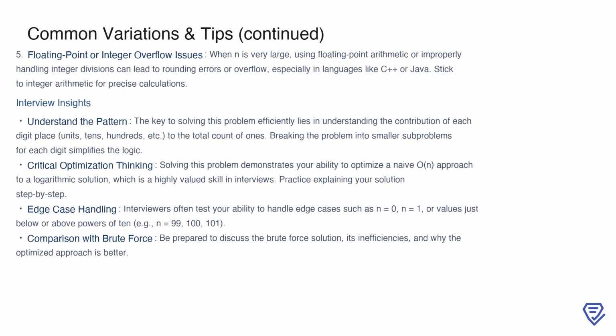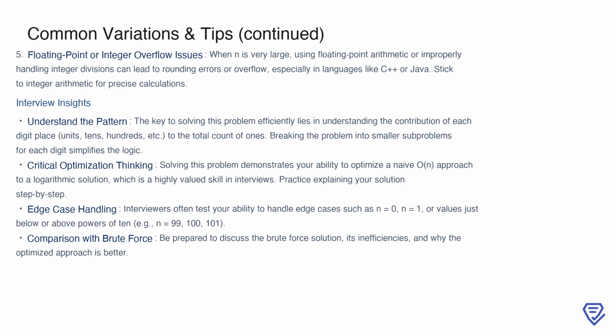Now, from an interview perspective, solving this problem efficiently hinges on recognizing the contribution of each digit place, units, tens, hundreds, and so on, to the overall count of ones. By breaking the problem into smaller subproblems for each digit, you can simplify the logic while showcasing your understanding of patterns and optimization. This is a great opportunity to demonstrate critical optimization thinking, as interviewers value your ability to improve a naive O(n) solution to a logarithmic one.